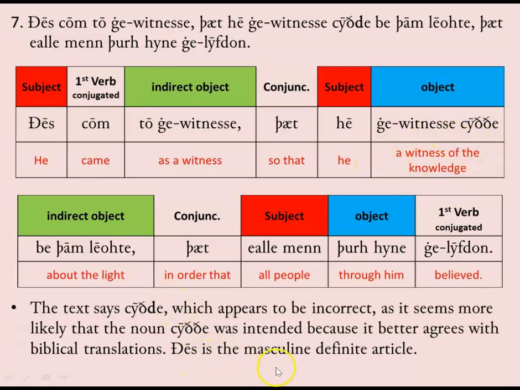Okay, thais is the masculine definite article. Hence, we know that that is he. It's referring to he. Thais.